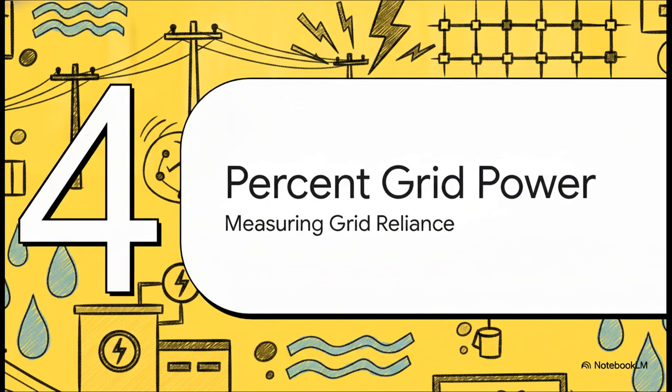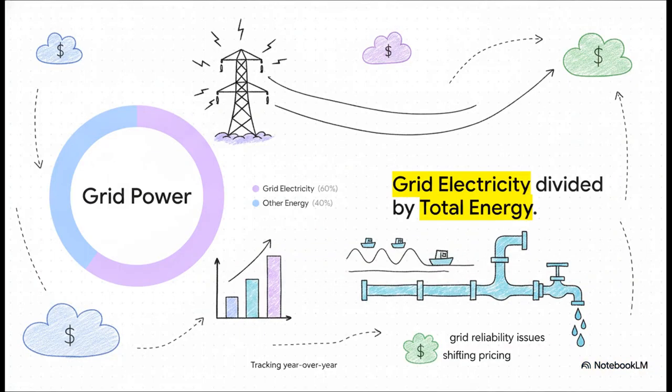Section 4. Percentage grid electricity, measuring grid reliance. All right, once you have that massive gigajoule number for total energy, we move to the second pillar of the metric. The math here is beautifully straightforward. To find the percentage of grid electricity, you simply take the purchased grid electricity consumption and divide it by the total energy consumption we just calculated. It's basically visualizing grid power as one slice of the total energy pie. Tracking this specific slice year over year helps everyone understand the utility's exposure to grid reliability issues and changing prices.